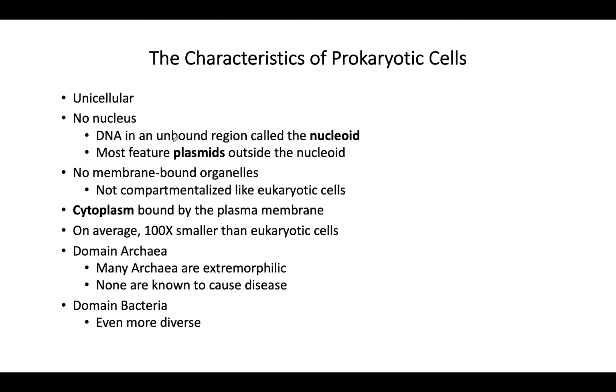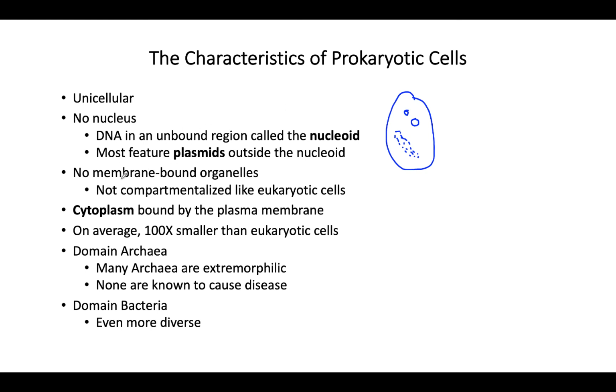The DNA is just unbound and clustered. We call that the nucleoid. Most also feature plasmids outside the nucleoid. So there's one E. coli, and the DNA is clustered like this. And then there's some small circular ring structure. We call that a plasmid. This is also a very short DNA molecule forming a ring structure, a very small tiny ring. It's very important in terms of genetic engineering. We will study that later.